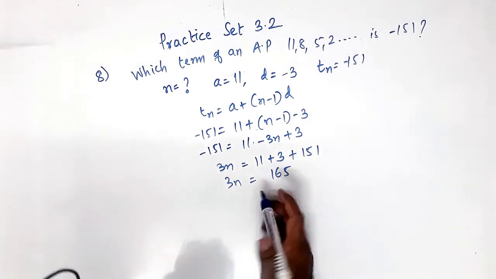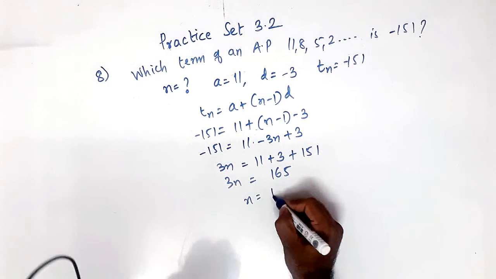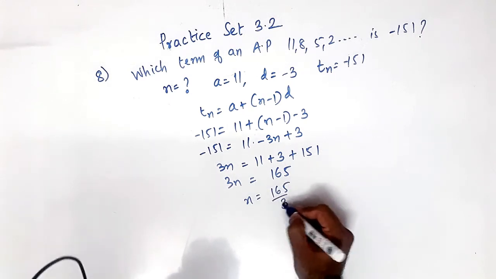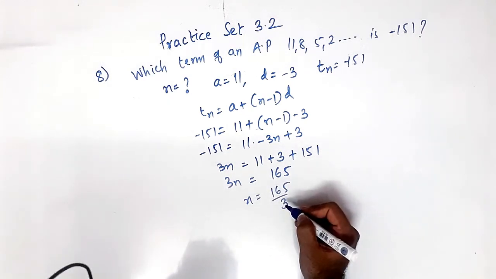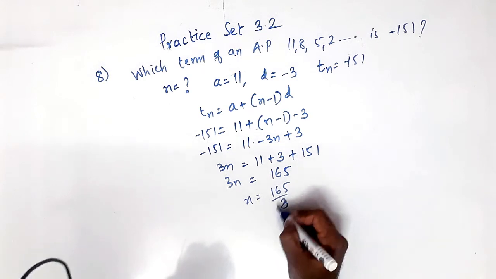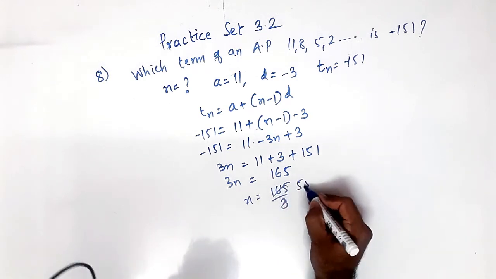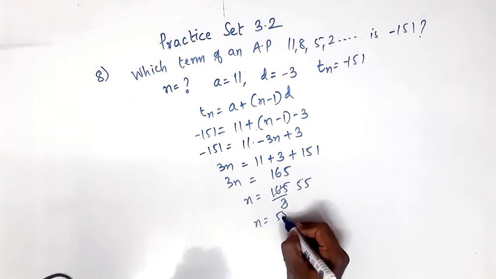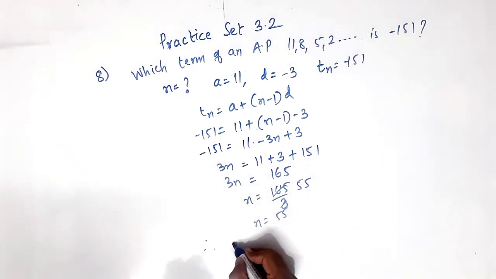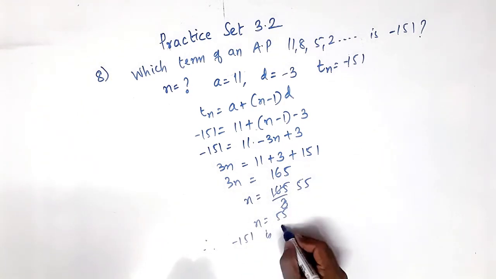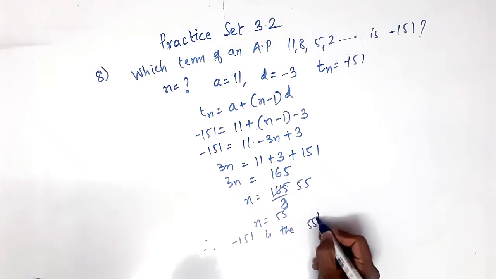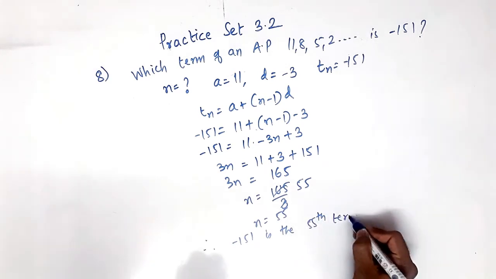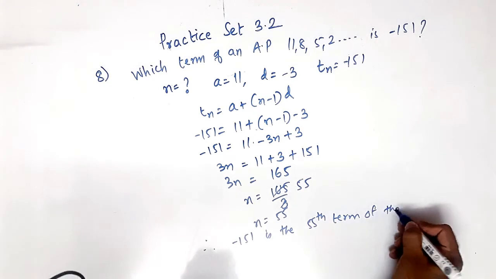Okay, so 3n is equal to 165. n is equal to 165 upon 3. Now 3 1s are 3, 3 5s are 15, again 3 5s are 15, so n is equal to 55. Therefore, minus 151 is the 55th term of the given AP.